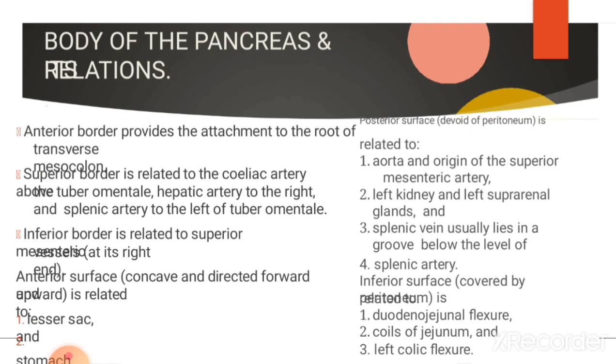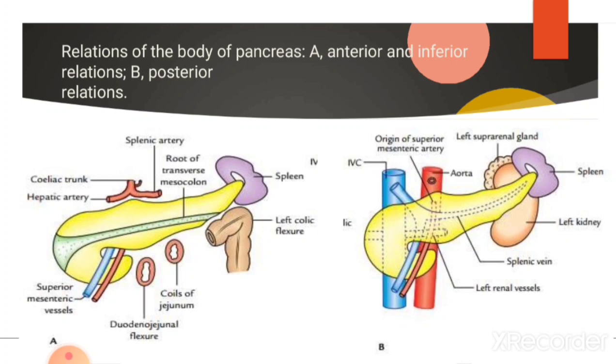Anterior border, I have discussed the anterior border. So this anterior border provides attachment to the root of the transverse mesocolon. So here you can see the attachments, the relations of the body of pancreas. The superior border is related to the root of the transverse mesocolon.